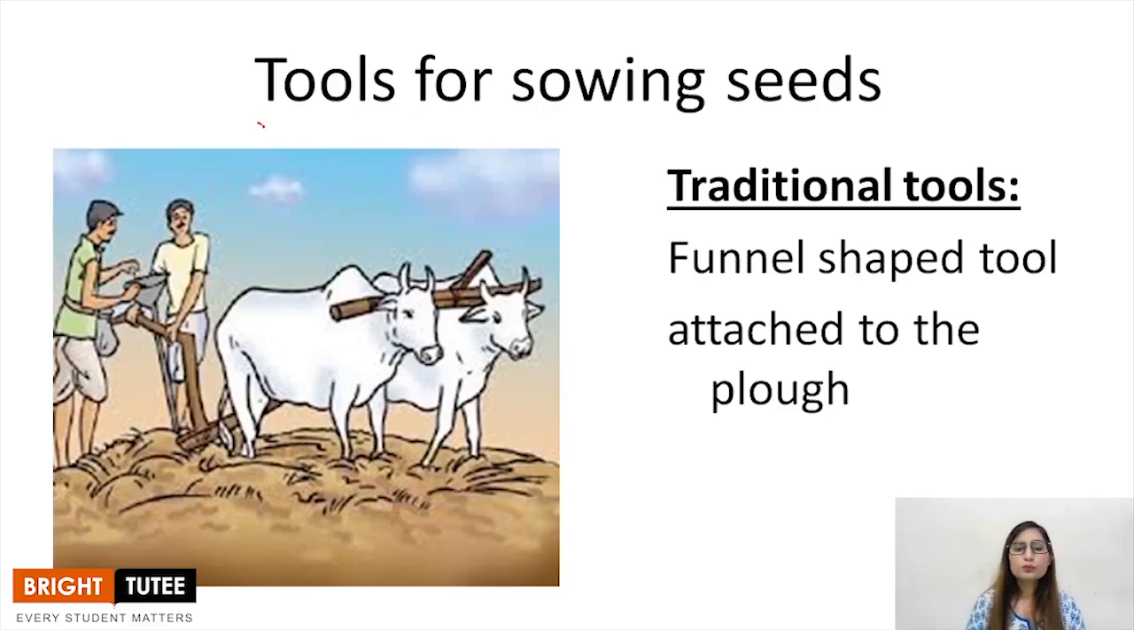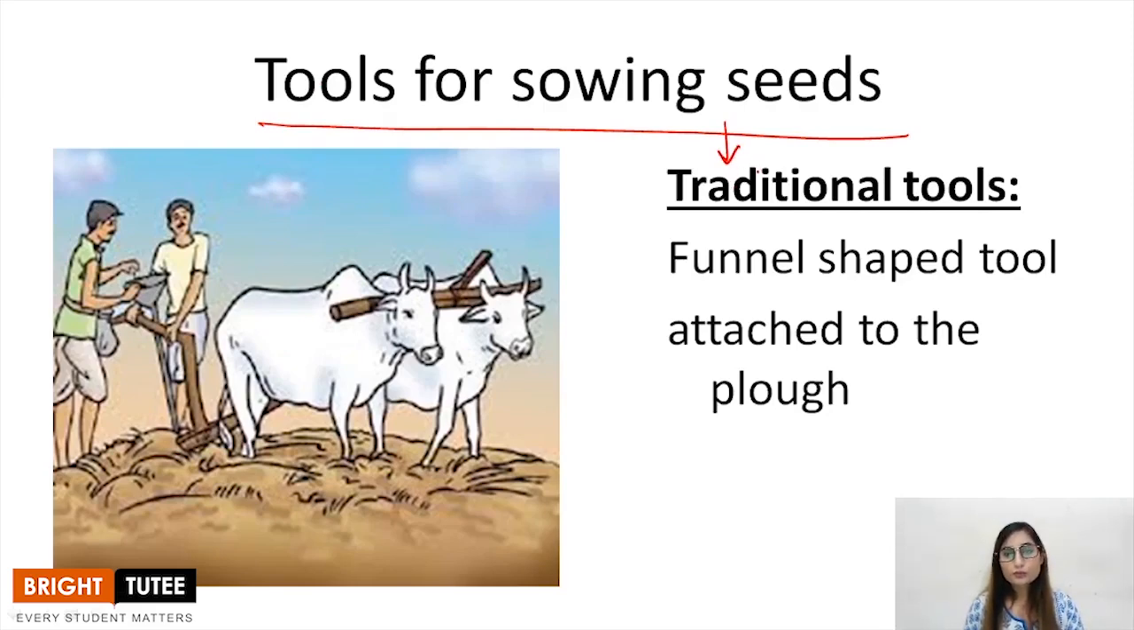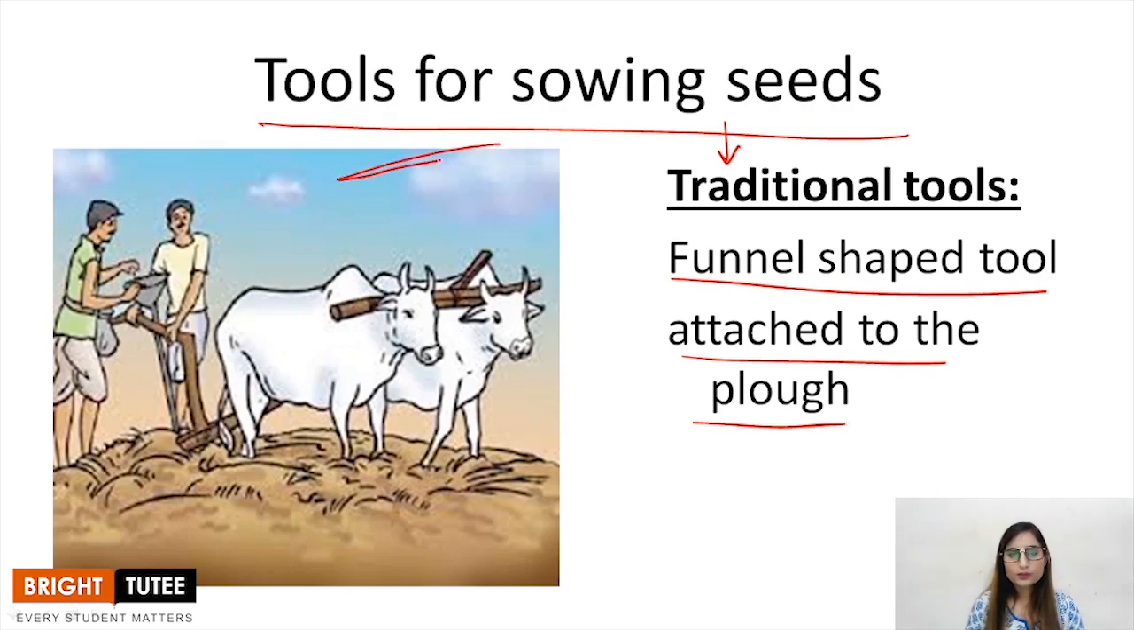Now students, tools used for sowing seeds. What are the tools used? Firstly, we'll be discussing the traditional tools. Funnel shaped tool attached to a plow. Basically, as you already know what a plow is, there is a wooden instrument, right?